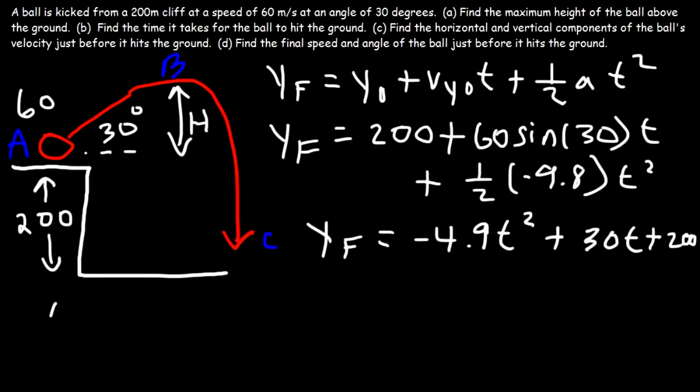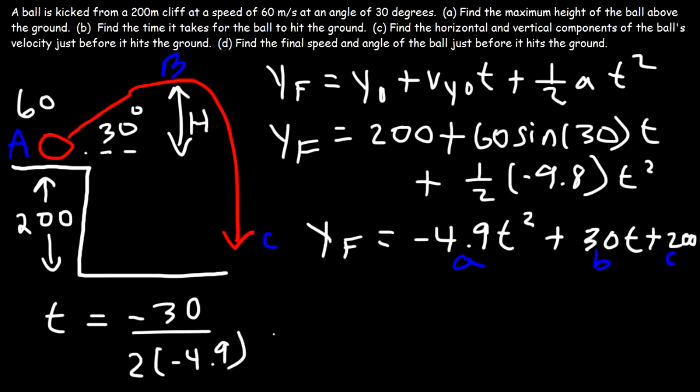Let's find that value. So keep this in mind. A is negative 4.9, B is 30, C is 200. We have a quadratic equation in standard form. So t equals negative B, or negative 30, divided by 2A, where A is negative 4.9. So this is basically 30 divided by 9.8. So this gives us the time it takes for it to reach the maximum height, which is 3.06 seconds.